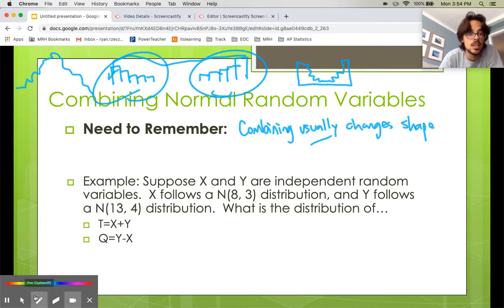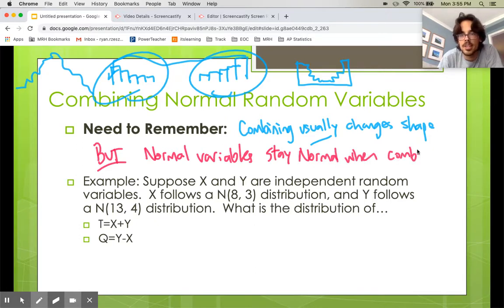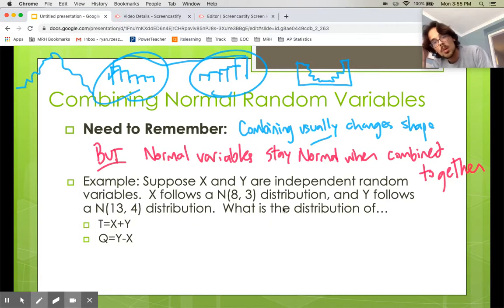The exception to that, though, is with normal random variables. Normal variables stay normal when combined together, I should say. If you combine normal stuff, you still get a normal variable. Okay? So that is our basic setup for this problem, or our basic idea going in. The shape is going to change unless they're normal, where it stays normal.